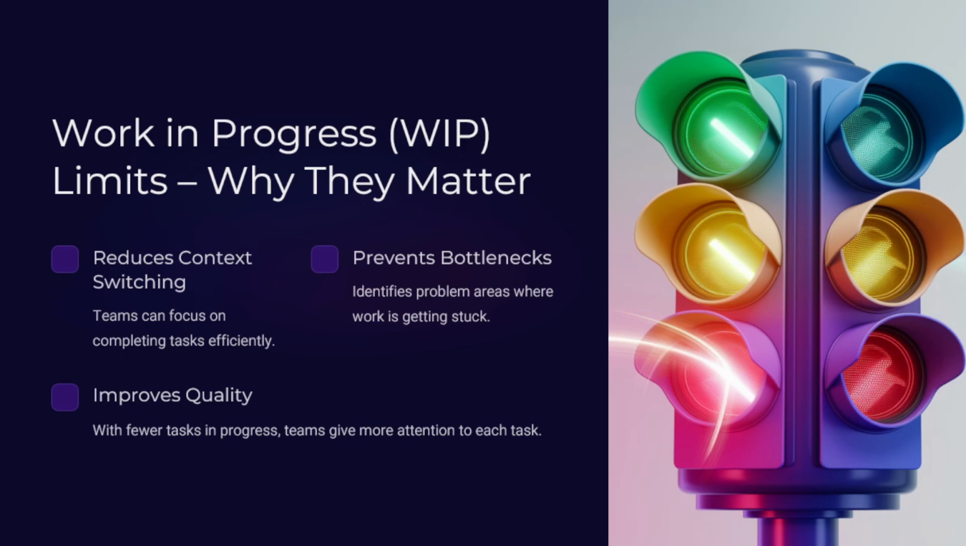When we talked about limiting the work in progress, why do the limits matter? The work in progress limits prevent the team from overloading themselves with too many tasks at once. Why are they important? They reduce context switching, so the team can focus on completing tasks efficiently. By following the work in progress limits principle, they prevent bottlenecks, which identifies the problem areas where work is getting stuck. Also, it could improve the quality. With fewer tasks in progress, the team can give more attention to each of these tasks.